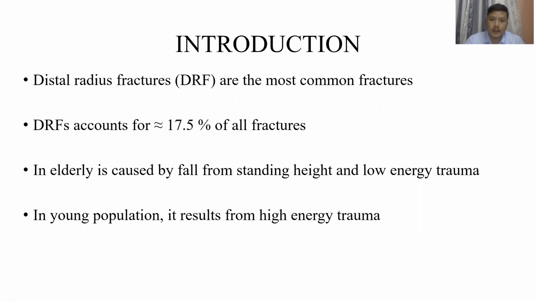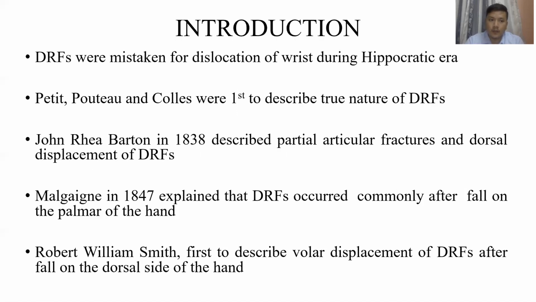Distal radius fractures are the most common fractures encountered by orthopedicians. They account for 17.5% of all fractures. In the elderly, they are mostly caused by a fall from standing height with low energy trauma, and in the young population mostly by high energy trauma. Distal radius fractures were mistaken for dislocation of the wrist during the Hippocratic era.